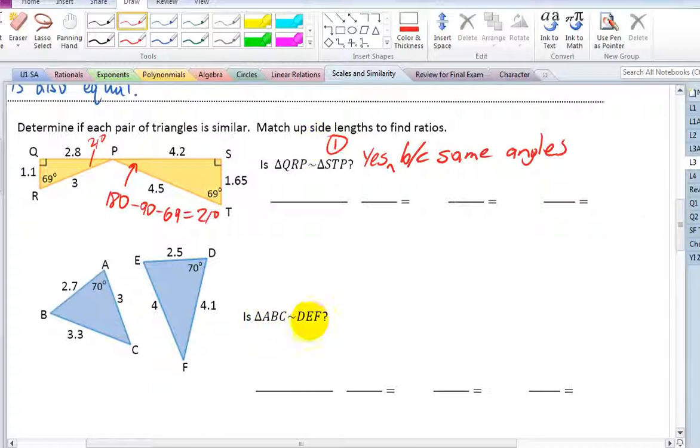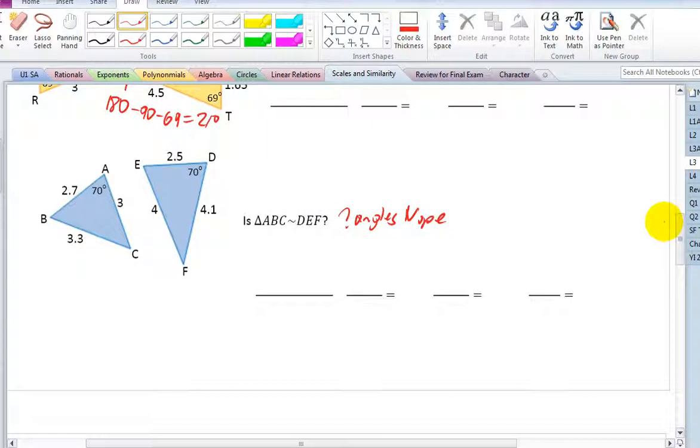Is triangle ABC similar to DEF? Do you know anything about the angles? Nope, not enough. So then you've got to look at the corresponding sides. Which triangle do you want on top, the left or the right? Just pick, it's 50-50. Left. Good. So then the right triangle numbers go on the bottom. So in the left triangle, we have 2.7, 3, and 3.3. So which side would correspond with 2.7?